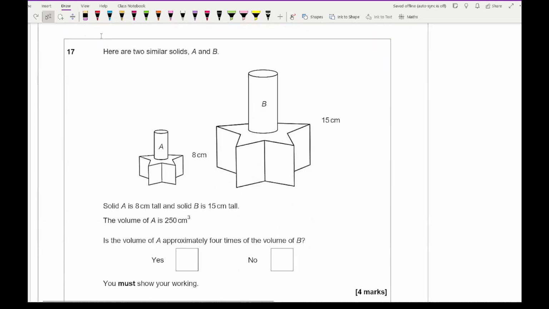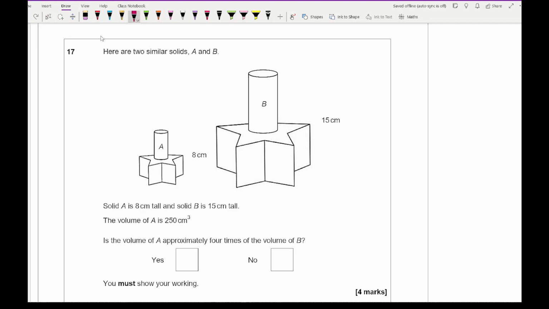Moving on to question 17, it says here are two similar solids, and we've got A and B. Solid A is 8 centimeters tall and B is 15 centimeters tall. The volume of A is 250 cubic centimeters. Is the volume of A approximately 4 times the volume of B? So let's have a look.